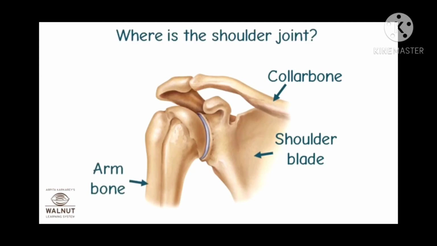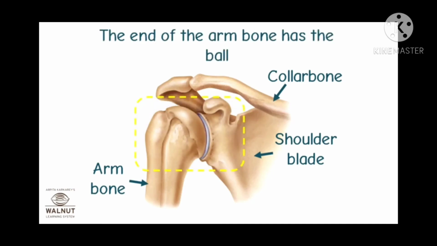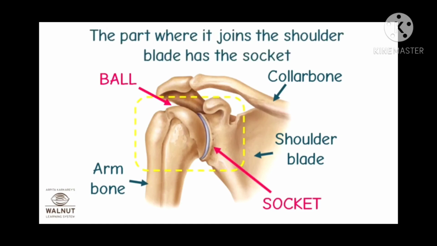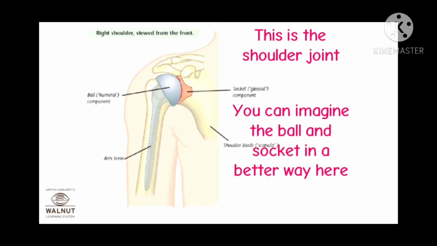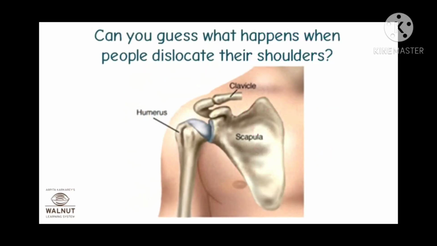Collarbone and shoulder blade. In between these two, our arm is present. Where is your shoulder joint? You can observe it. The end of the arm bone has the ball, and the part where it joins the shoulder blade is a socket. This is called the shoulder joint, where you can imagine the ball inside a socket.